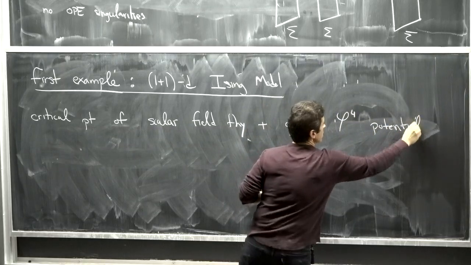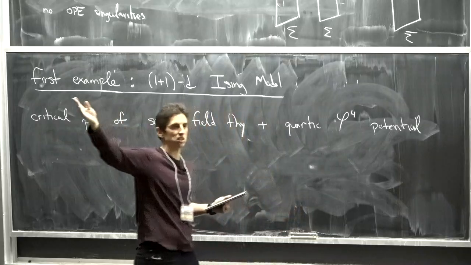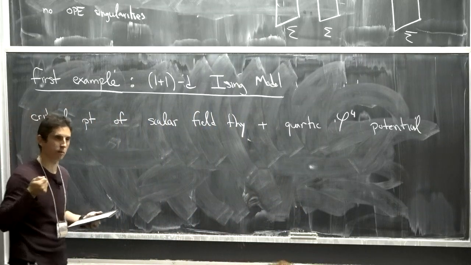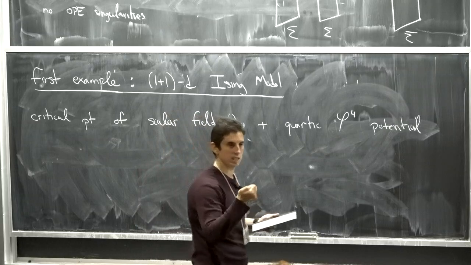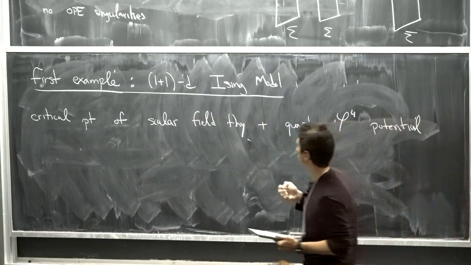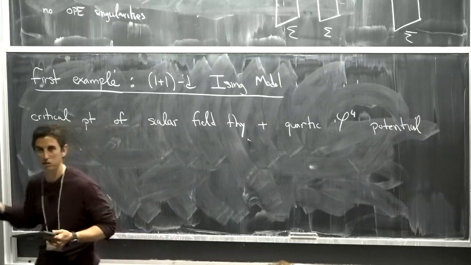So this is where we start. We start in the UV with some real scalar phi. We turn on a quartic. We tune away the quadratic. And we flow to the infrared until we hit some non-trivial conformal field theory. That's the Ising model. This is really the first non-trivial example of quantum field theory.